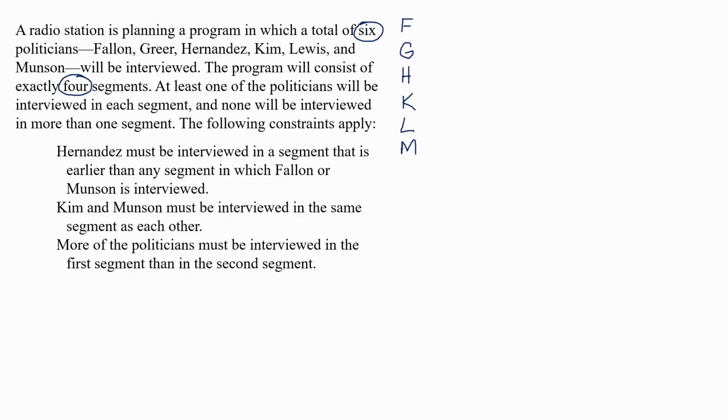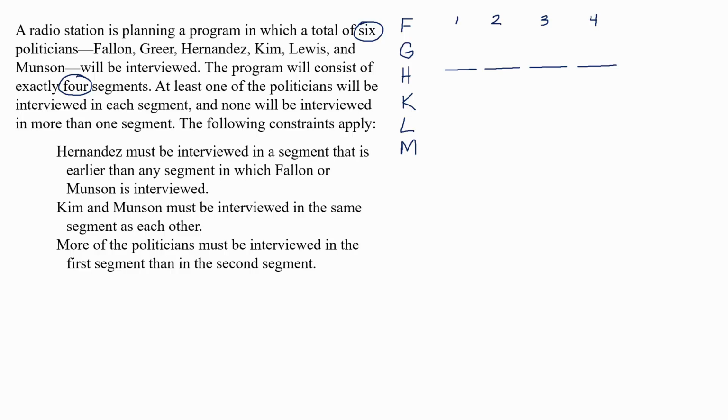Now, for a mixed setup that involves grouping and ordering like this, it can be really helpful to look at the ordering part first and then try to figure out how the grouping aspect fits in. So, knowing that we have 4 segments, we can draw a blank for each segment and number them. All right, now let's think about the grouping. With 6 politicians and 4 segments, how many blanks do we still have left to place? 2. What does that mean for our possibilities?